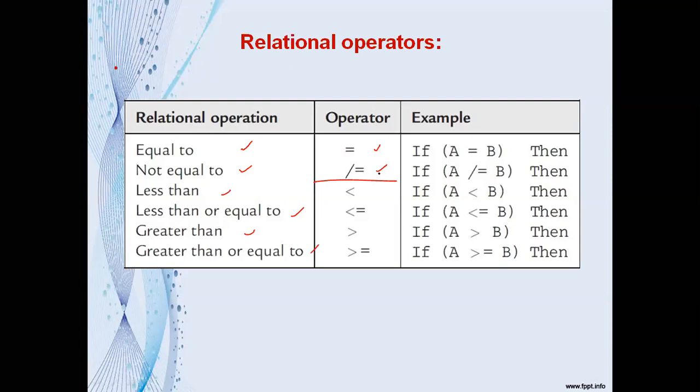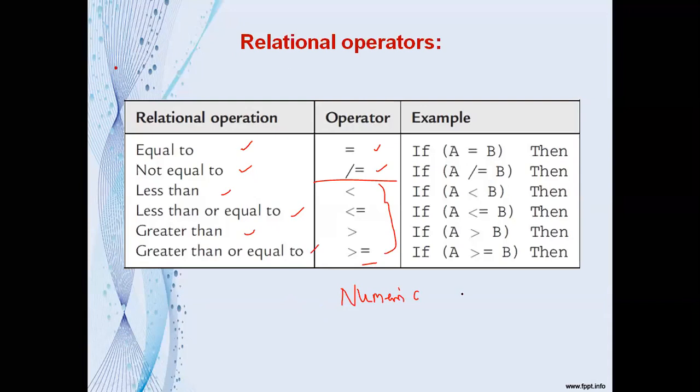You can use them on the scalar type, on the composite type, and on the third category, the access type. But the other 4 relational operations, less than, less than or equal, greater than, and greater than or equal, are permitted only on the numeric types.